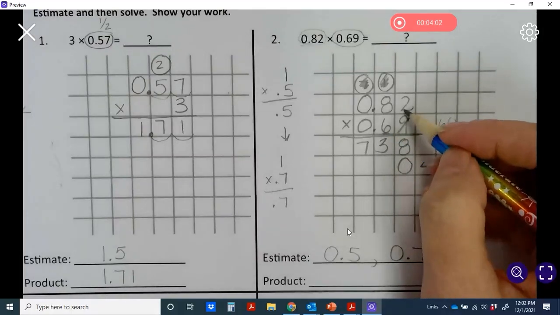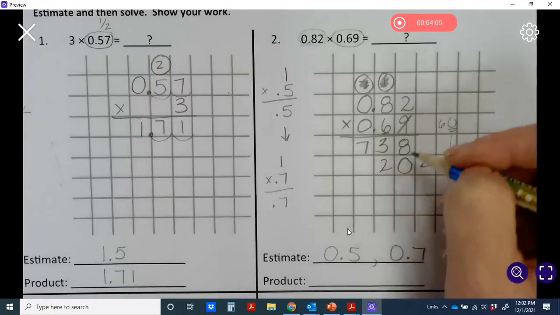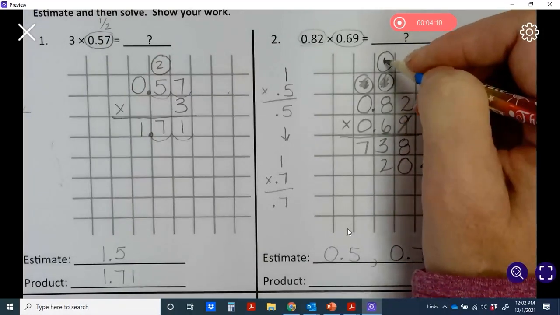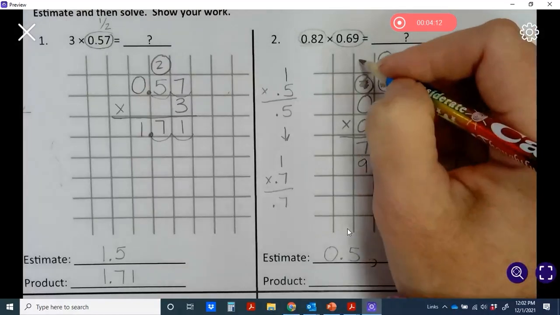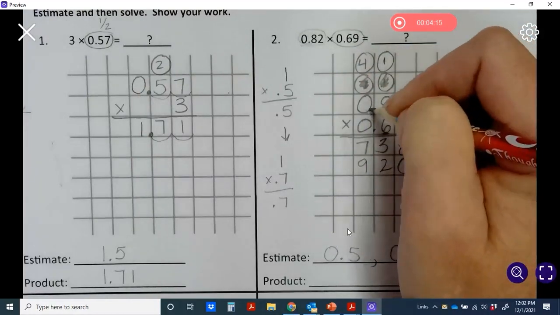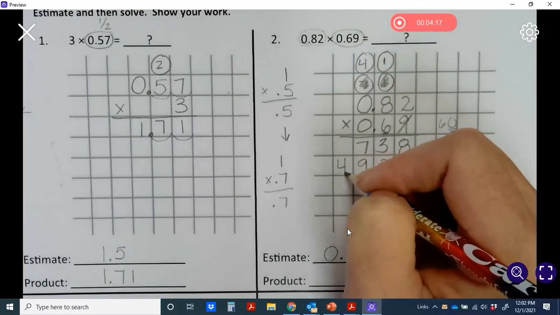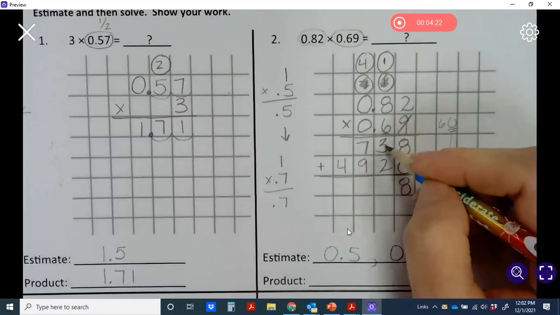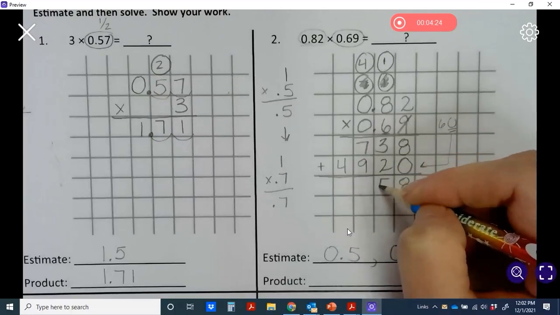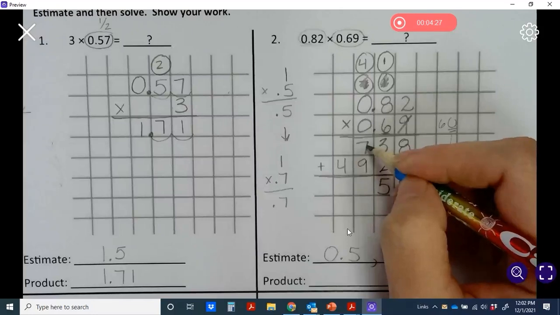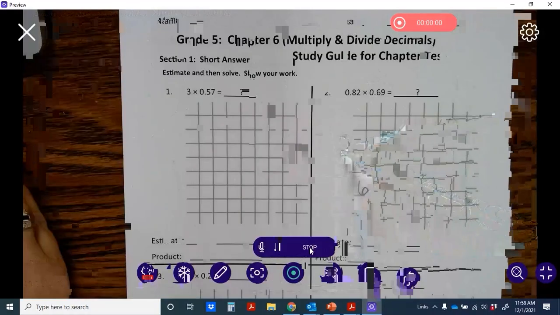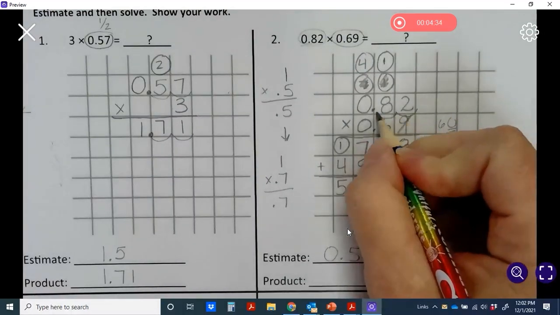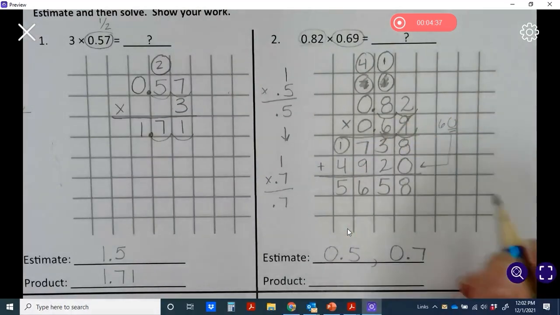6 times 2 is 12, carry the 1. 6 times 8 is 48, plus 1 is 49, carry the 4. 6 times 0 is 0, plus 4 is 4. Okay, I'm going to add that together. 8 plus 0 is 8. 3 plus 2 is 5. 9 plus 7 is 16, so 6, carry the 1. 4 plus 1 is 5. There are 2 decimals in my top number, 2 in my bottom number, for 4 in my answer.